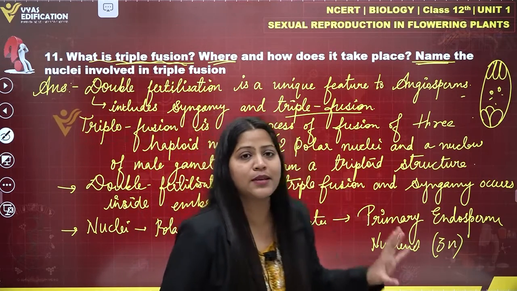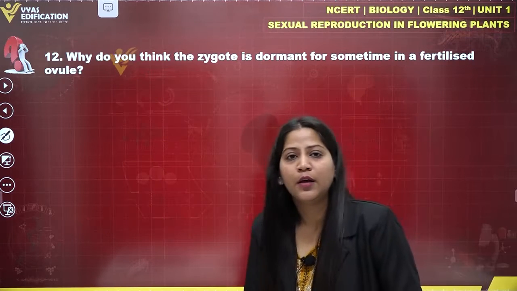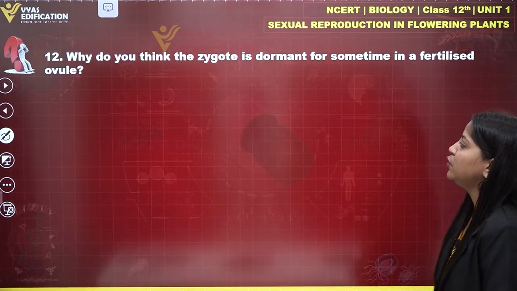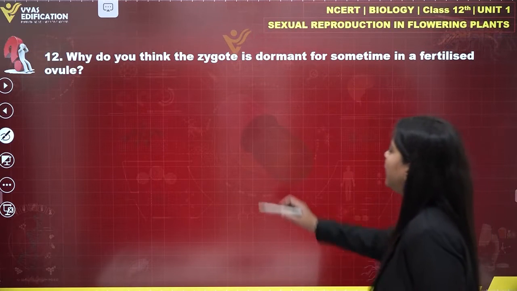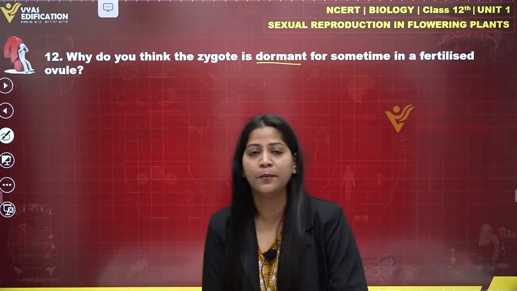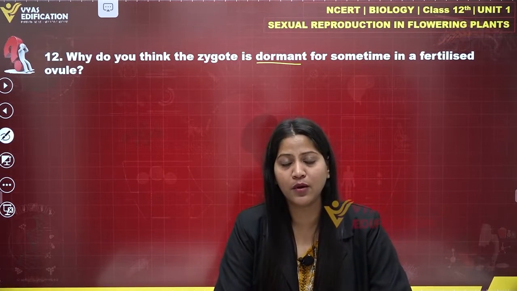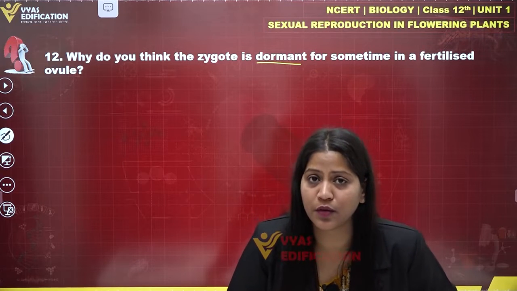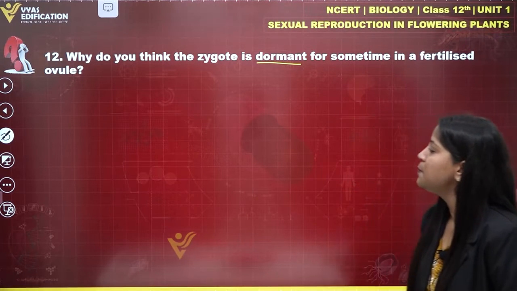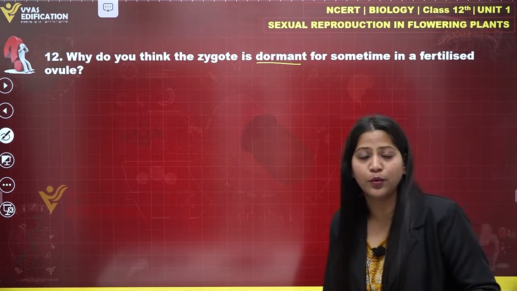Alright, so this is the complete solution of question number 11. Now let's talk about question number 12. Why do you think the zygote is dormant? The zygote is dormant for some time in a fertilized ovule. Yes, the zygote is dormant for some time in angiospermic flowers, but why is it dormant?